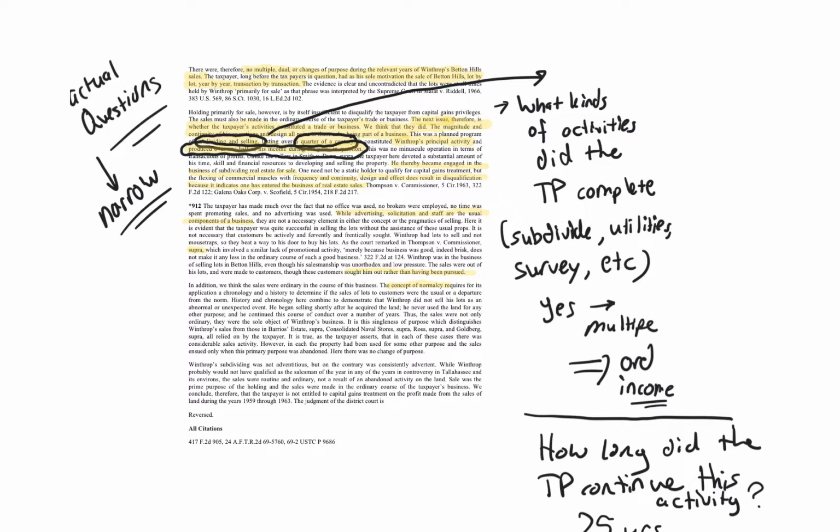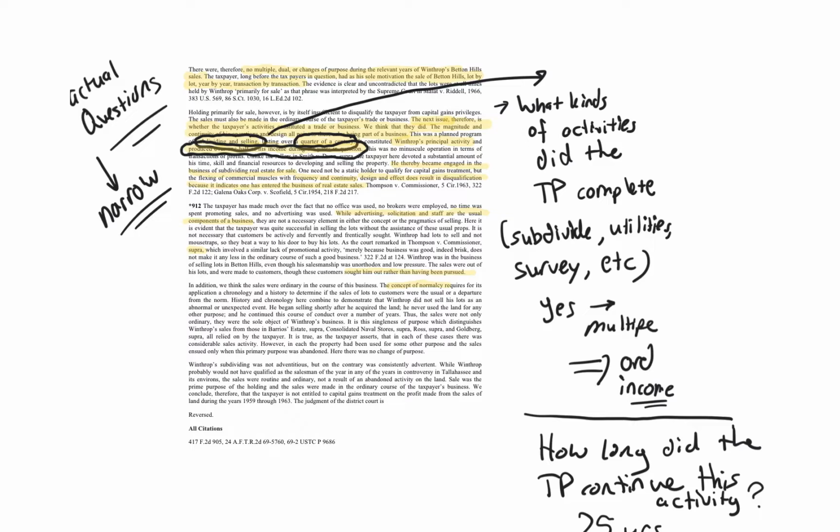25 years. We said a quarter of a century. Or did the taxpayer receive more than half of the taxpayer's income from these activities during the years in question? The answer was yes. We're told that. And there are other things. There's no solicitation made by the taxpayer. Things like that. So there are other questions. I'm not going to go through all of them for the sake of time. It would take me multiple hours.